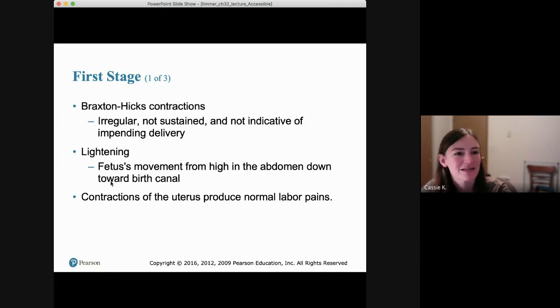Someone will have Braxton Hicks contractions that are irregular, not sustained, and not indicative of impending delivery. Lightning, fetus will start moving from higher in the abdomen down towards the birth canal. Contraction of the uterus will generally produce labor pains.